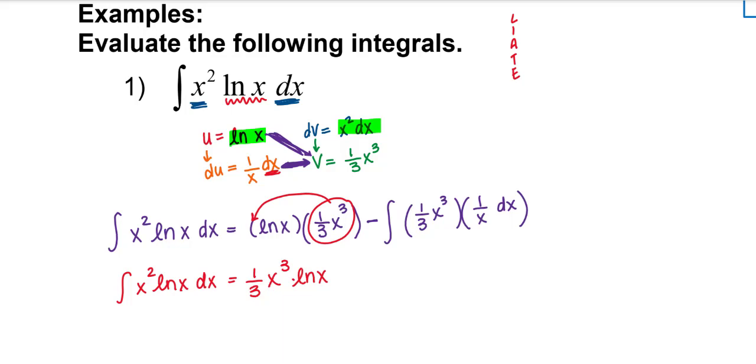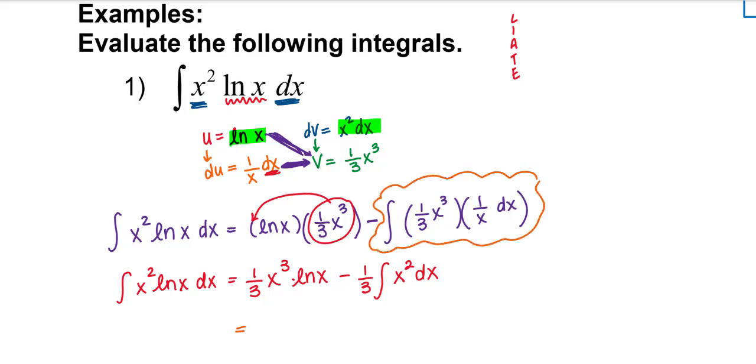And then I can pull out this 1/3 from my antiderivative here. X cubed over x makes x squared, and I can integrate that hopefully with ease. So my new integral that I'm having to do got easier than my original integrand. And that antiderivative would be x cubed over 3 again, so this will make this 1/9 x cubed plus c.